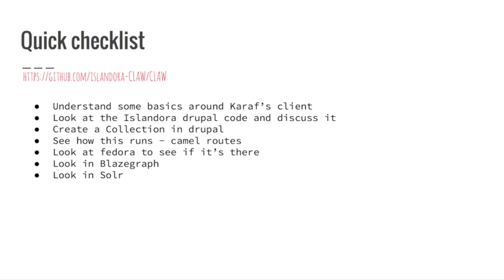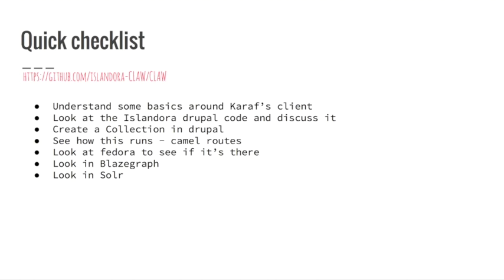So our checklist will be to understand some basics around Karaf's client. We'll go into Karaf. I don't know if you remember what Karaf is, but Karaf is like a mini operating system. Really, it's an OSGi container that allows different parts of software to interact and depend on each other, and allows us, in particular for this demo, to hot deploy Camel routes and see how they interact with our services inside. So our Camel services run inside Karaf.